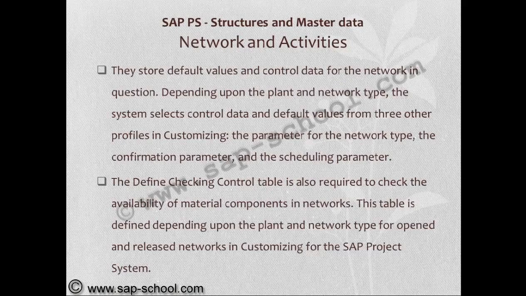Depending upon the plant and network type, the system selects control data and default values from three other profiles in customizing: the parameter for the network type, the confirmation parameter, and the scheduling parameter. So these are the very important profiles for the networks. The defined checking control table is also required to check the availability of material components in networks. This table is defined depending upon the plant and network type for open and released networks in customizing for the SAP project system.